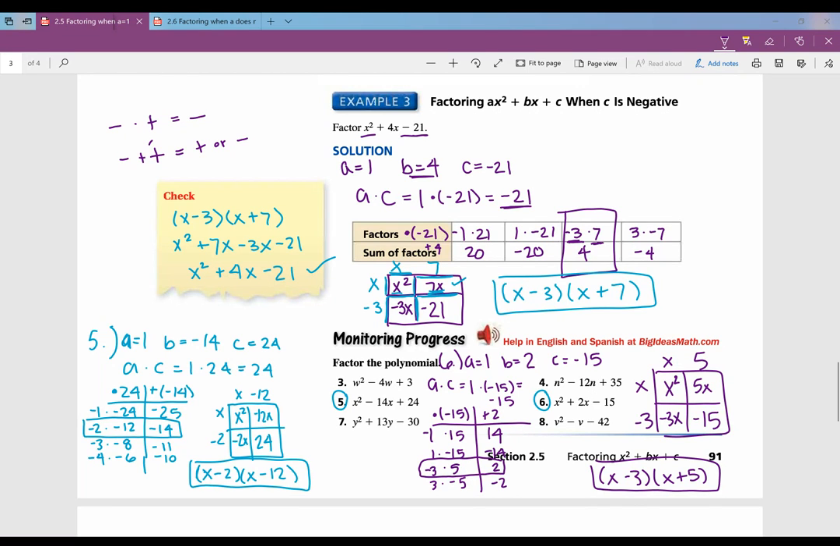All right, here are the answers to those monitoring progress questions. So pause your video, check and make sure you got them correct. For number 5, you should have got x minus 2 times x minus 12. And for number 6, x minus 3 times x plus 5.